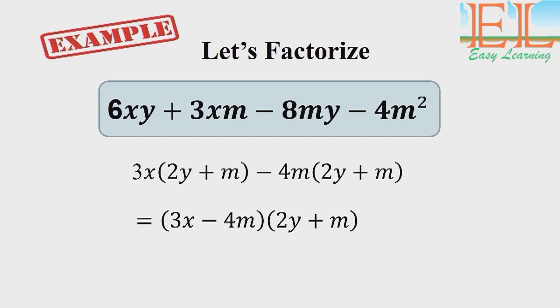The common factor for 6xy and 3xm is 3x. And so we factorize that out. Then we have 3x times (2y plus m), with 2y plus m in the brackets.